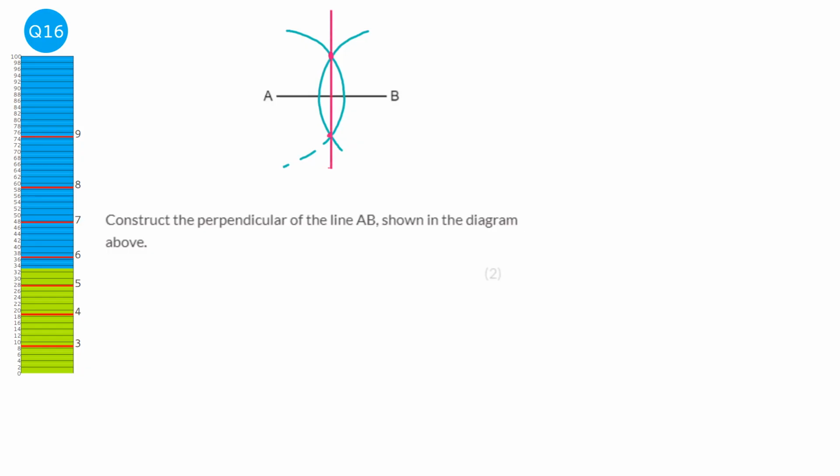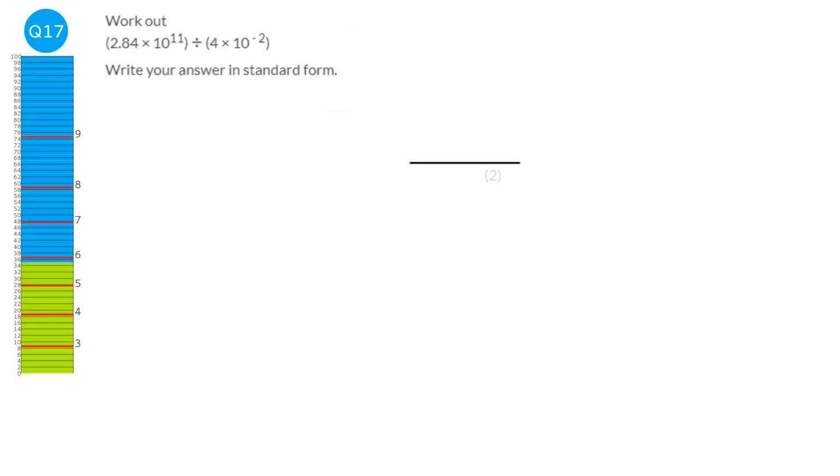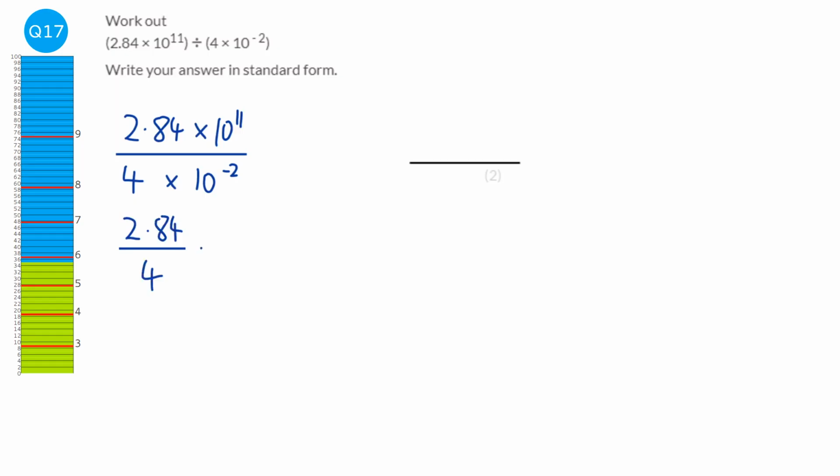Leave your workings out, your arcs, on the page when you do this to make sure you get full marks. So we can write this as a fraction: 2.84 times 10 to the power of 11 over 4 times 10 to the power of minus 2. What we can do is split this up into 2 fractions, so 2.84 over 4, times 10 to the power 11 over 10 to the power of minus 2.